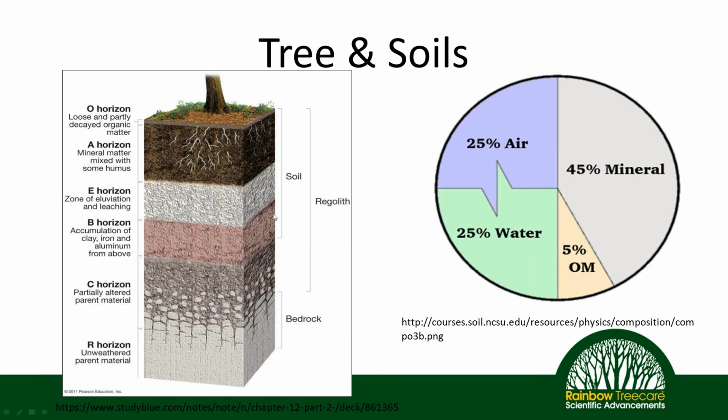If we go further down, we have this E horizon, which is where a lot of these nutrients are leached through. Now, not all forest soils are going to be alike. This is a very basic look at a forest soil. That goes down to our B horizon, which is an accumulation of clay, iron, and aluminum from above.